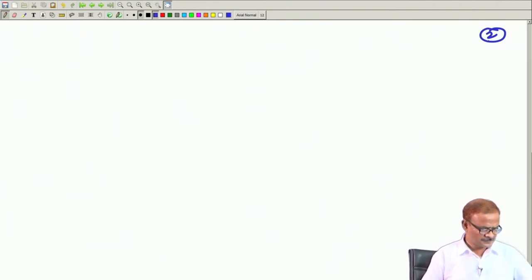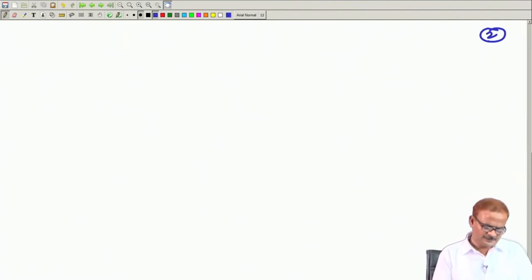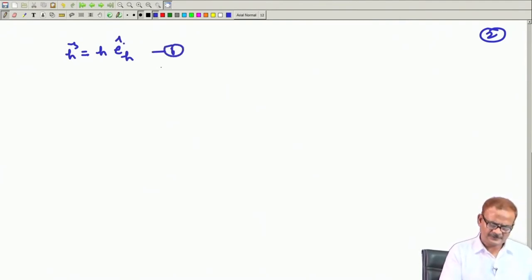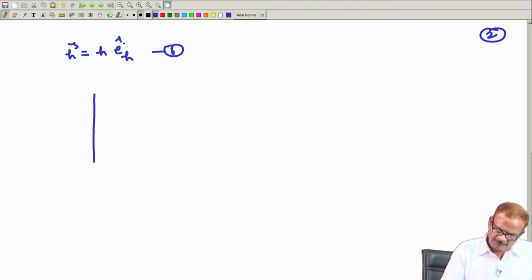Now, as I told you, we will do the same thing through the scalar method. Whatever we have done earlier with the scalar method is almost the same, and there is nothing new in that, but there are still some possibilities to explore further. Let us go through that quickly so that we are able to finish it in this lecture. We write h as h times e h cap, and we have already written the equation for this. Now we need a diagram to work it out.